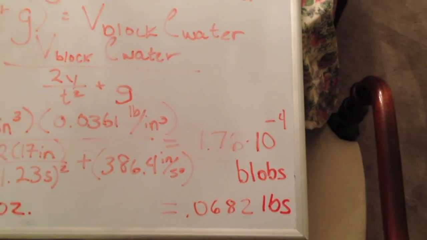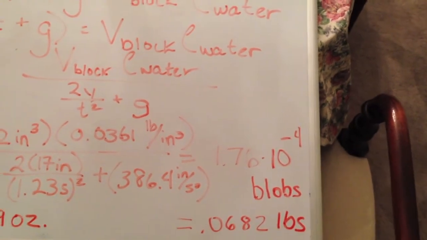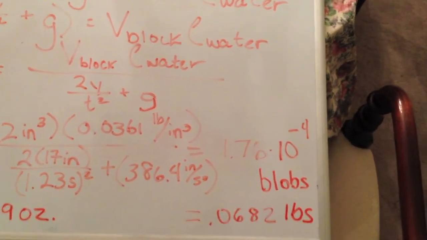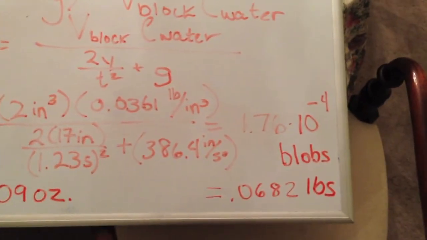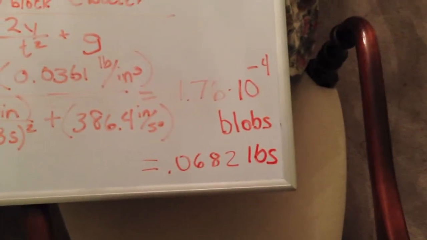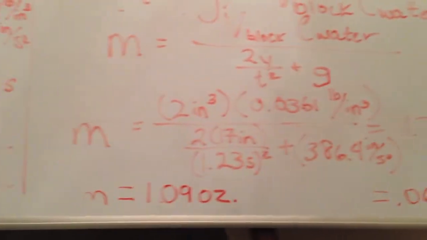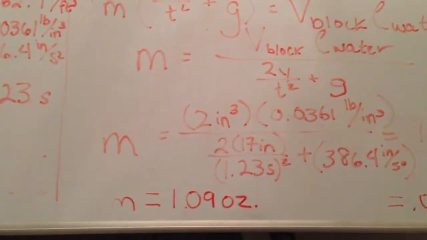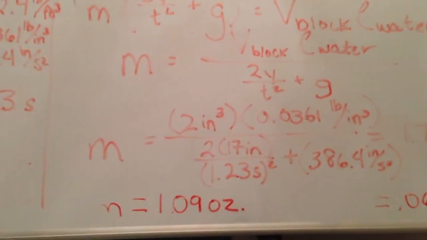us 1.76 times 10 to the negative 4 blobs, which we learned is actually a unit. Convert that into pounds, 0.0682 pounds, into ounces, which equals 1.09 ounces.